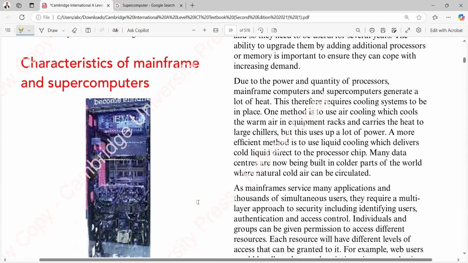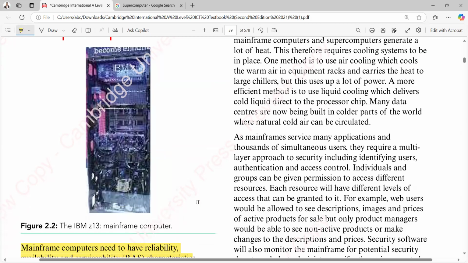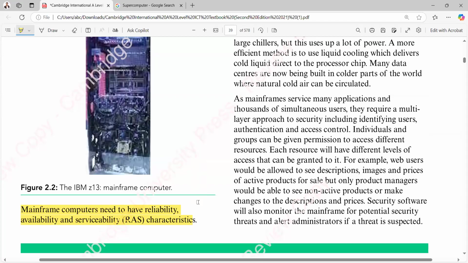Due to the power and quantity of processors in mainframes and supercomputers, they generate a lot of heat, and they also consume a lot of electricity. Therefore, cooling systems have to be placed which can cool your environment, and they usually need large chillers that use a lot of power. You can use other methods for cooling the room as well, but you might have seen that anywhere these equipments are placed, they need chillers to cool down because they process with extreme power, and that's why they generate extreme heat.